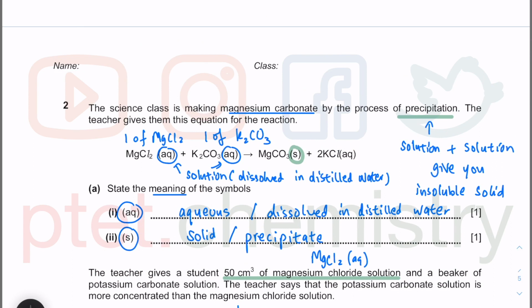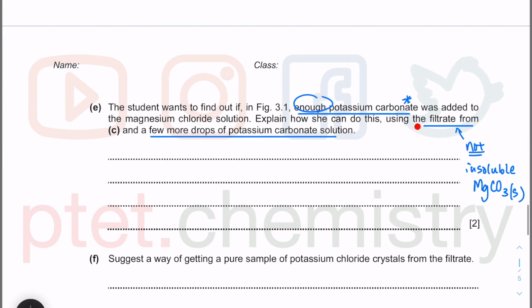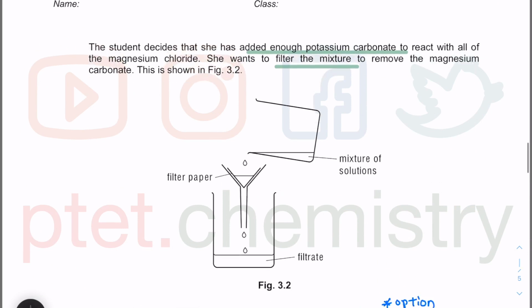So that was the equation. MgCl2 plus K2CO3, giving you that. What you're left behind is the KCl. And how can you use a few drops of the potassium carbonate on the filtrate? So what does your filtrate contain?